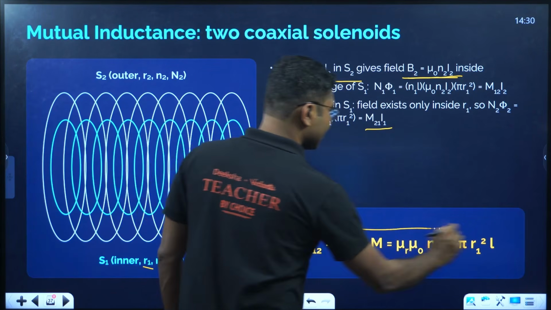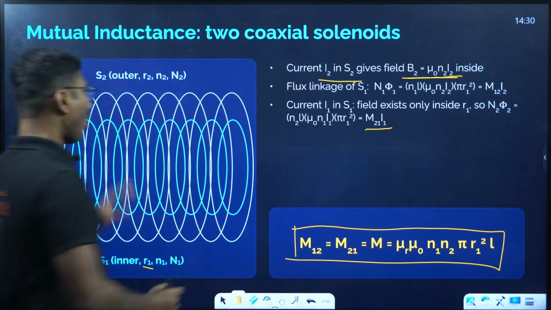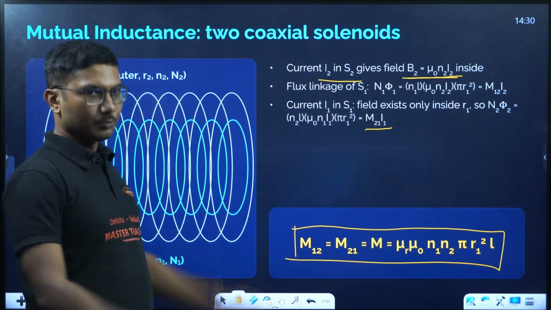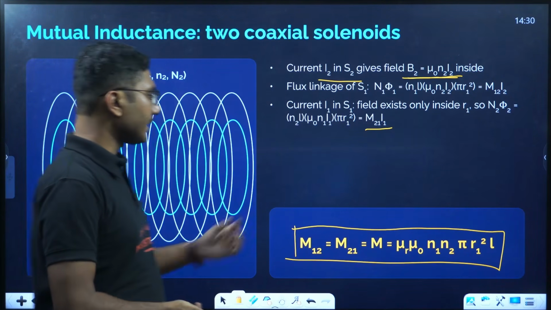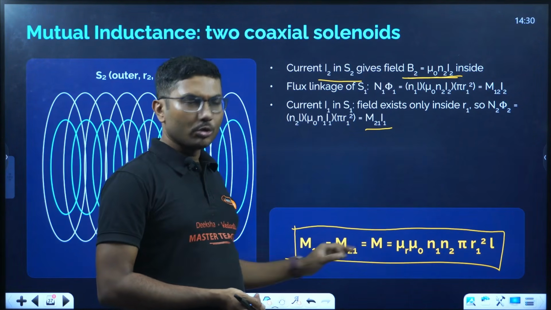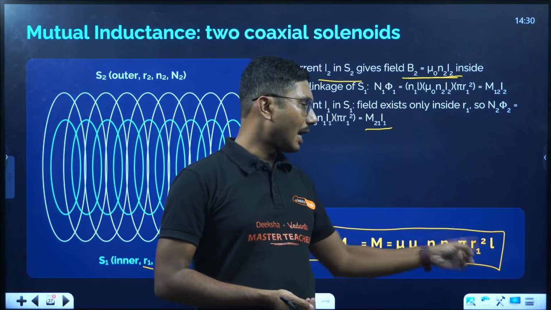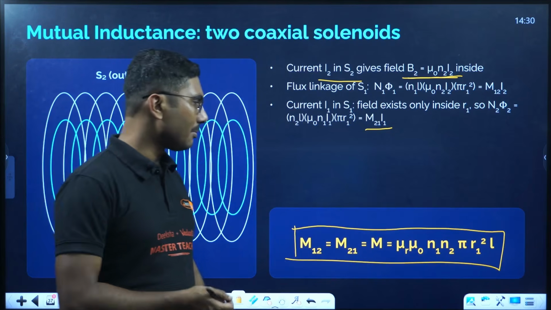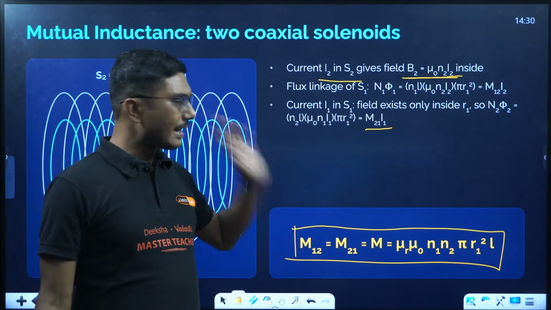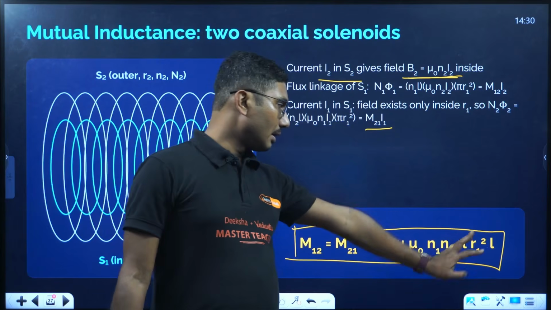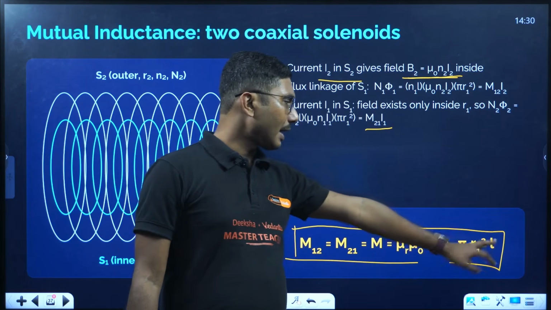So it says that the mutual inductance of 1 due to 2 or of 2 due to 1 has the same value. Mutual inductance M12 or M21, both are the same, and that is given by mu r mu naught N1 N2 pi r square L. Basically you need to remember that mutual inductance is directly proportional to N1, N2, R and L.